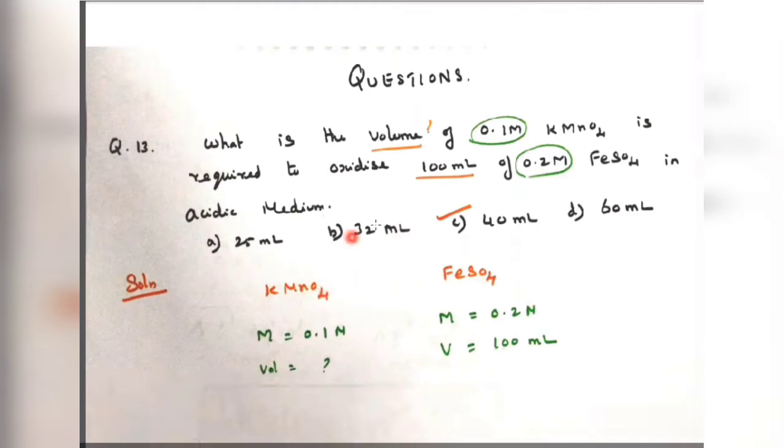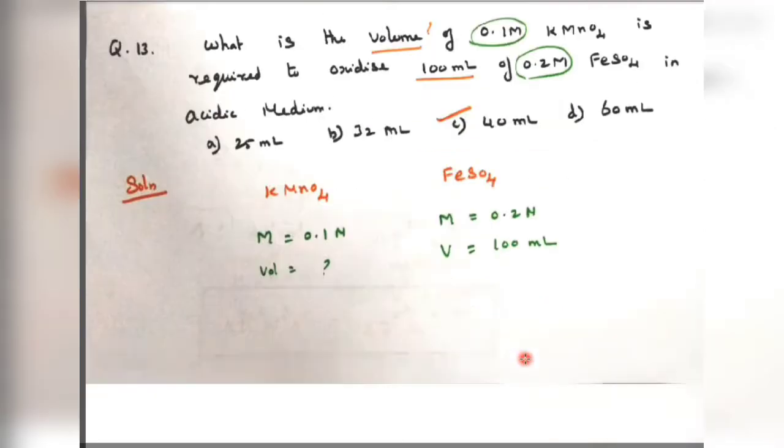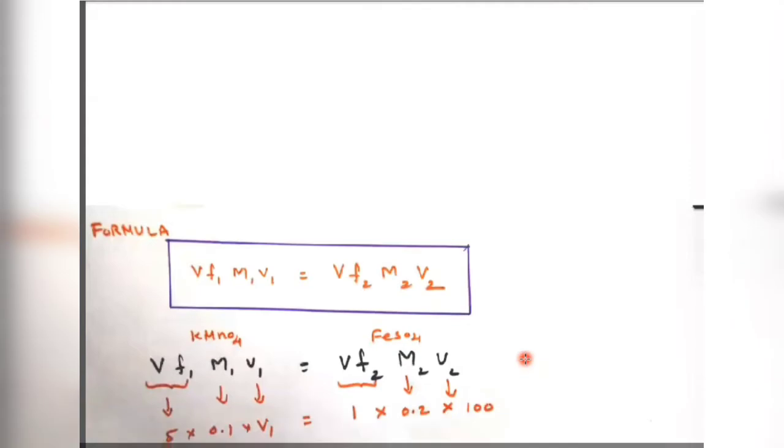So KMnO4 and ferrous sulfate are given. For potassium permanganate, the molarity is given but the volume is not given. For ferrous sulfate, the volume as well as the molarity is given. So write it: molarity is 0.1 M, volume is not given. For ferrous sulfate, the molarity is 0.2 M and the volume is 100 ml. We know the M1V1 equals M2V2 formula, so substitute.